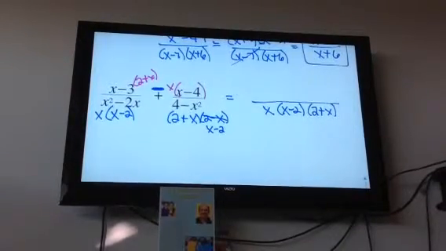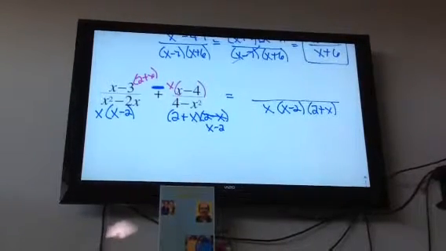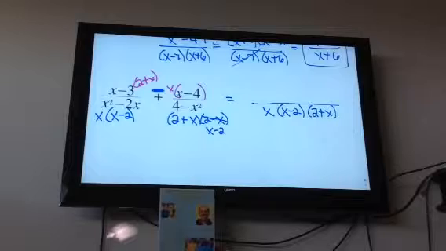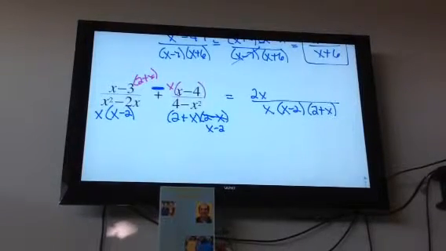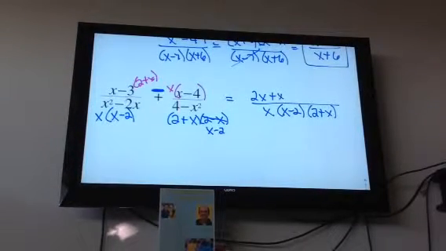So we're ready to FOIL. X minus 3 times 2 plus x. So first times first is 2x. Outer times outer is x squared. Inner times inner is minus 6. And last times last is minus 3x.